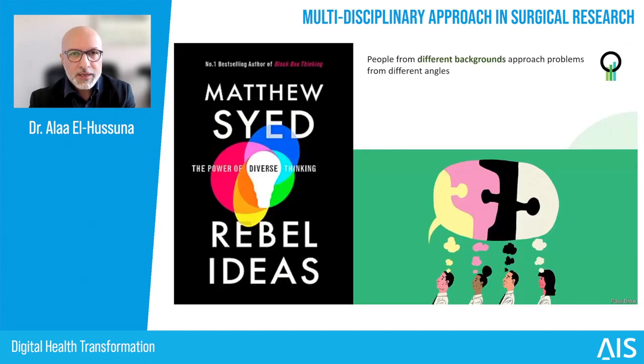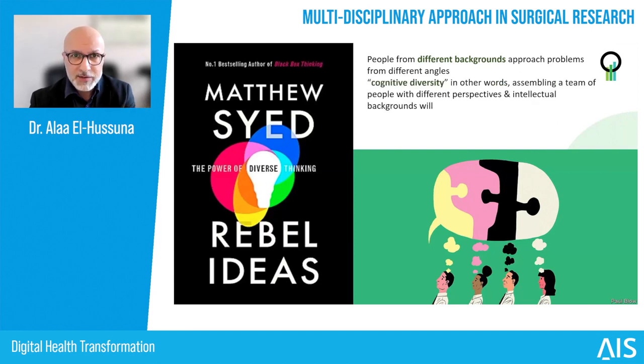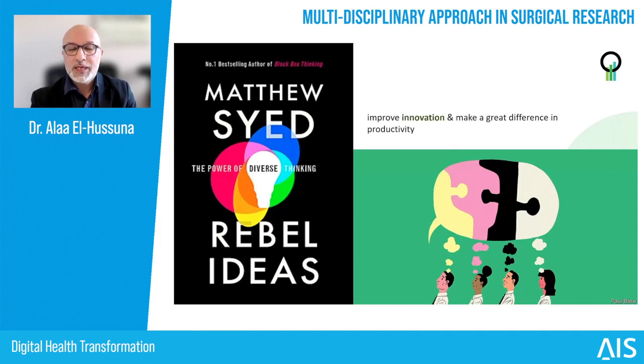Another book collected the evidence to support diversity. In this book, the author argued that people from different backgrounds approach problems from different angles. And the author is calling for what he calls cognitive diversity. In other words, assembling a team of people with different perspectives and intellectual backgrounds. This will improve innovation and make a great difference in productivity if we are talking about an industrial process.